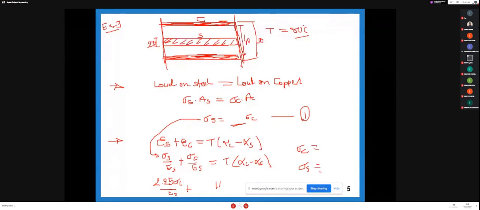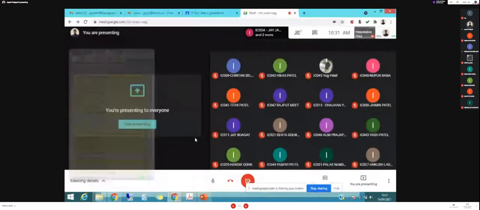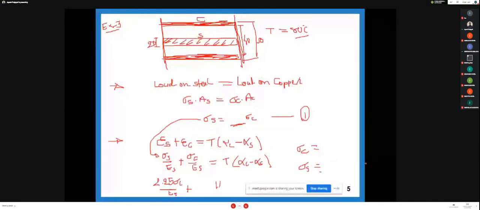0.0048. Hello. Ratio શું આવે છે? 0.048. This ratio, sigma s is equal to 0.00048 sigma c. એટલું બધું નહીં આવે. This answer nearer to 2.25. There was some mistake.